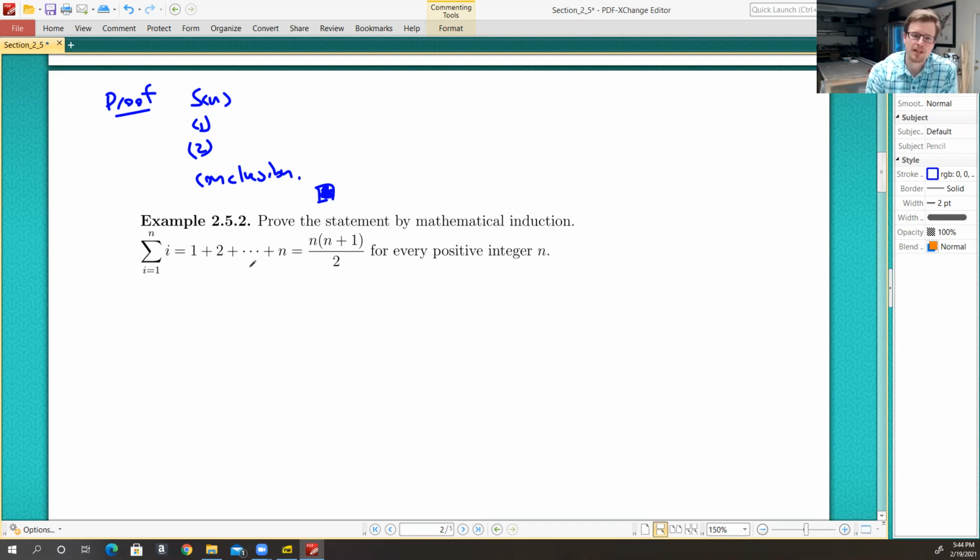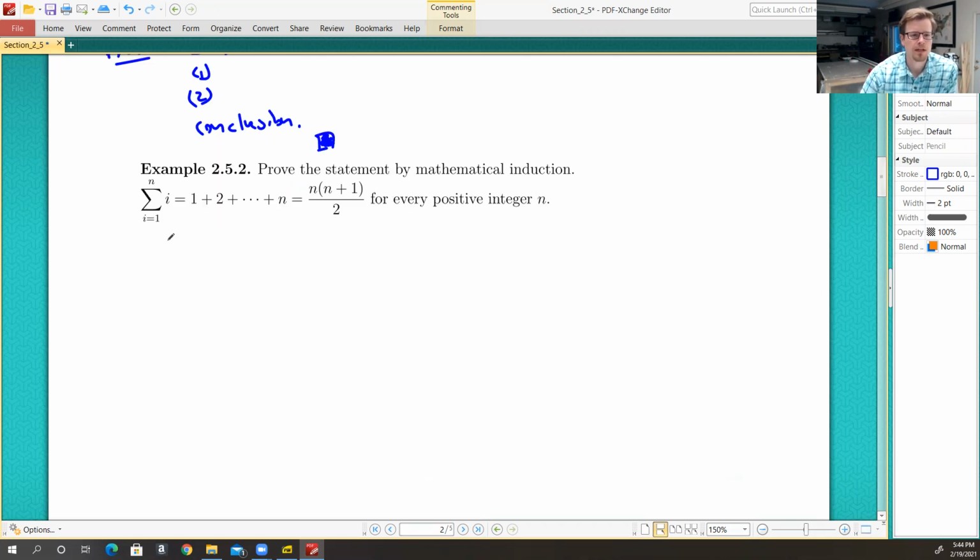The statement that we would like to prove is that the sum of the integers from 1 to n is n times n plus 1 over 2. Again, you should be familiar with this. There are a lot of examples that use this summation. So we'd like to prove it here.